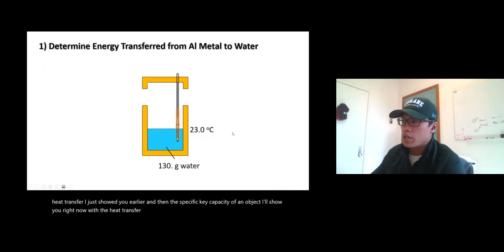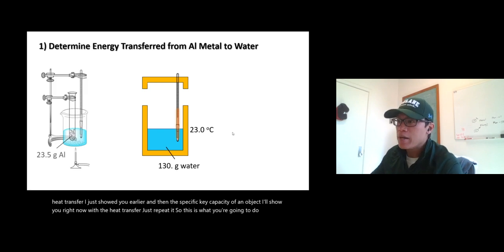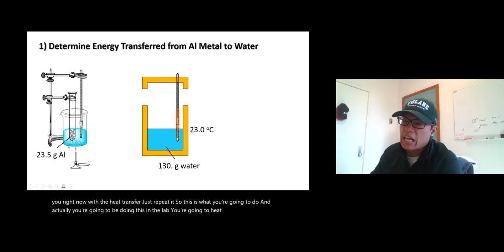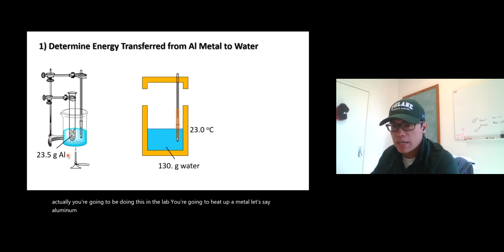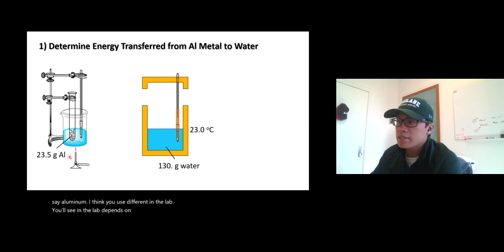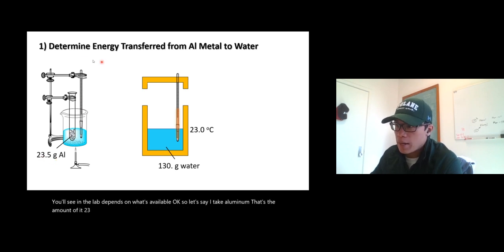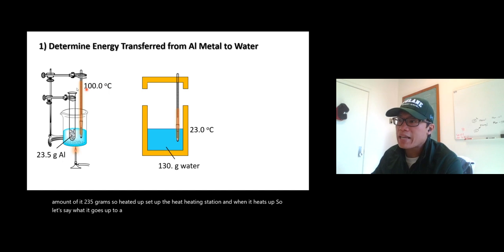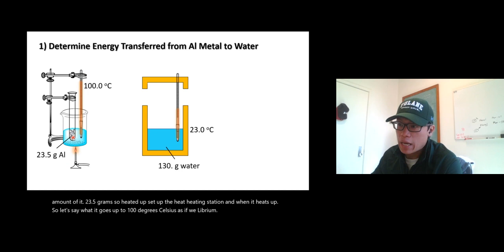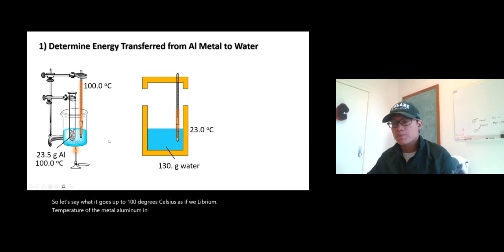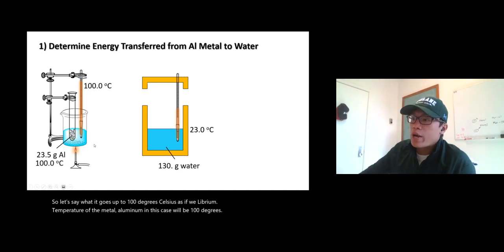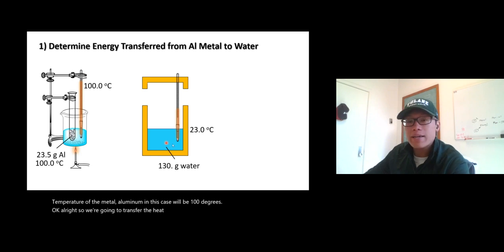Just to repeat, this is what you're going to do, and actually you're going to be doing this in the lab. You're going to heat up a metal, let's say aluminum. I think you use a different one in the lab, you will see in the lab, depending on what's available. Okay, so let's say I take aluminum, 23.5 grams. Heat it up, set up the heating station. When it heats up, let's say the water goes up to 100 degrees Celsius. At equilibrium, the temperature of the metal, aluminum in this case, will be 100 degrees. Okay? All right, so we're going to transfer the heat in aluminum to the calorimeter.